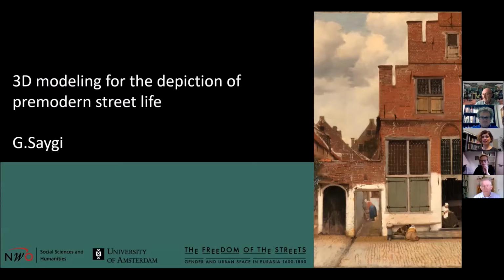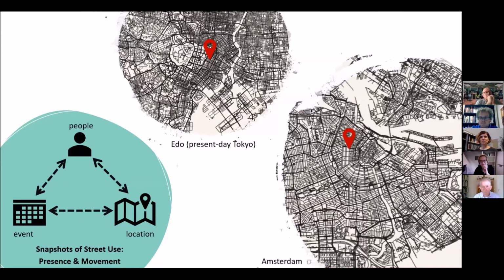So good afternoon, everyone, and thank you to Julia and Tunis for inviting me to present part of my work in here. The title of my talk is 3D Modeling for the Depiction of a Pre-Modern Street Life. As Julia mentioned, the research I will be speaking about today is in the context of a larger project, the Freedom of the Streets project, and I do believe several of you are already familiar with the project itself. Let me first briefly mention what research questions we tackle as a team within the project, and I would like to talk more about my sub-project, especially its 3D component.